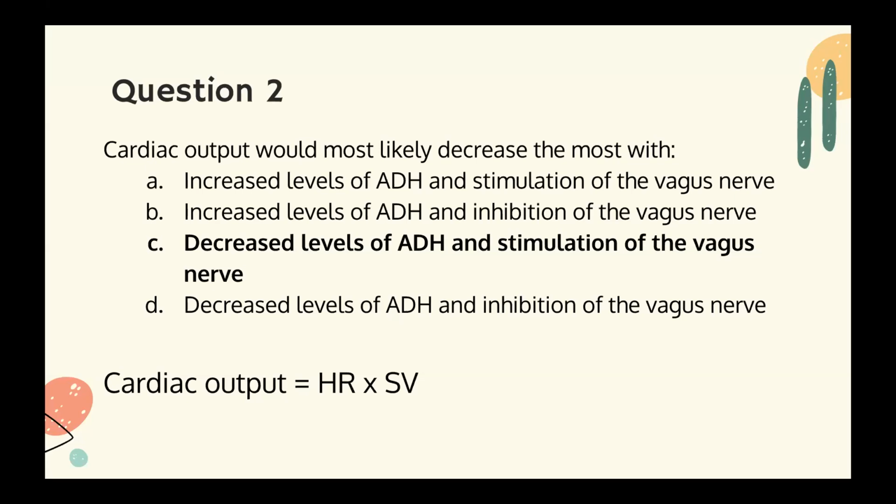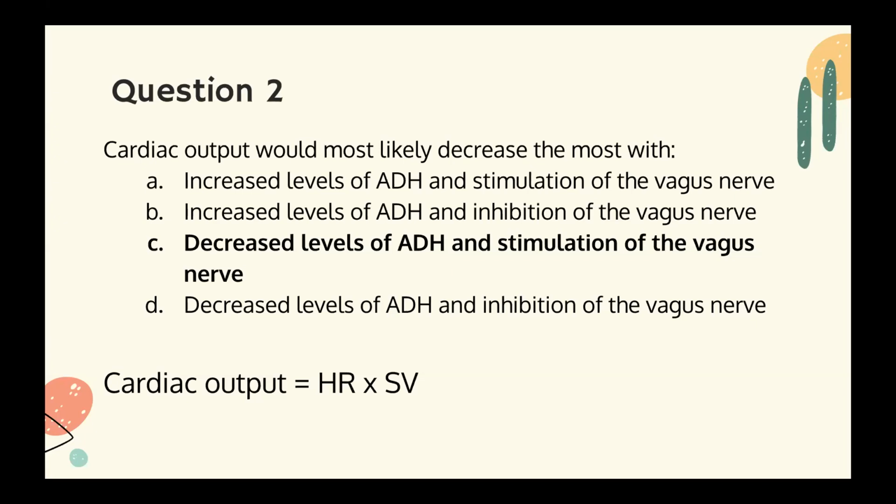All right, so to answer this question, you need to know that cardiac output is equal to heart rate multiplied by stroke volume. This is an equation you need to have memorized. To minimize cardiac output, you would have to decrease heart rate and stroke volume. To decrease stroke volume, your body would need to secrete less ADH, so there is less total blood volume.